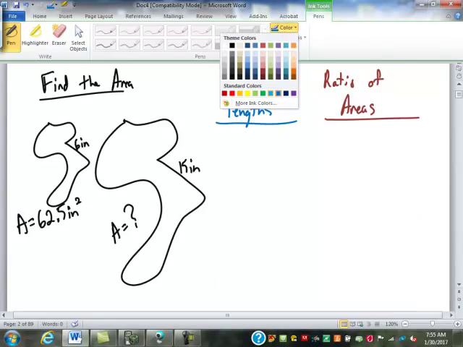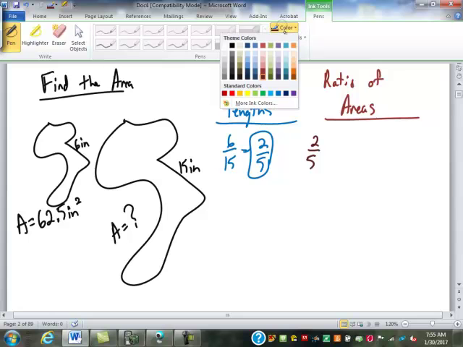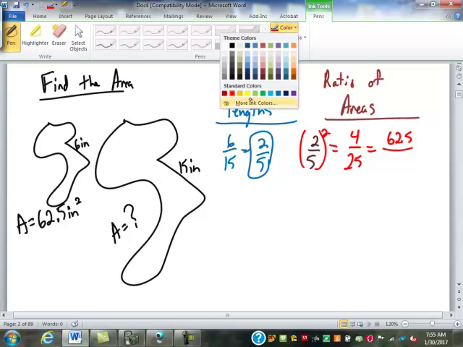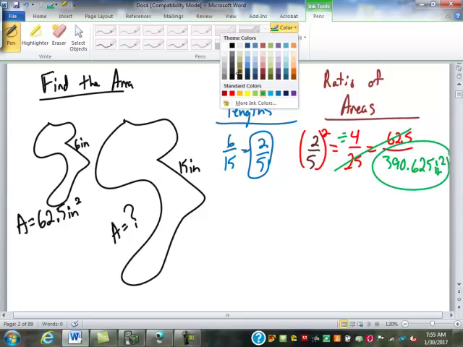Ratio of lengths: 6 to 15, which reduces to 2 to 5. Good. So to get my ratio of areas, I do my 2 to 5, and I do what to it? Squared. Gives us 4 to 25. Where's my 62.5 go? I cross multiply and divide, what do I get? 390.625 square inches. Very good.